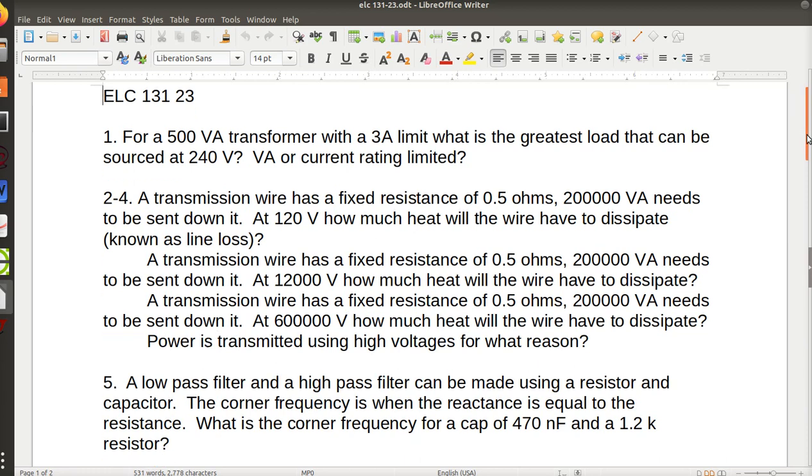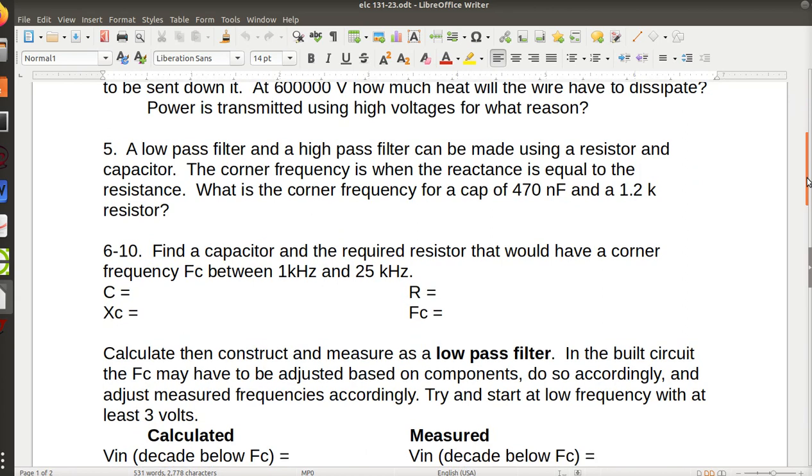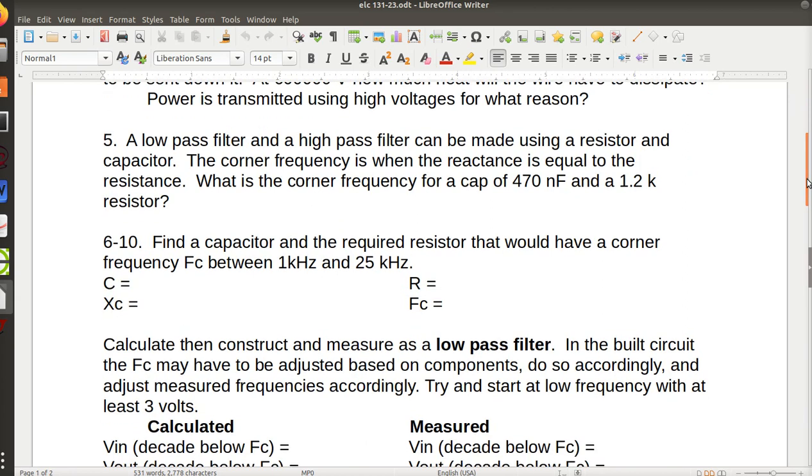And as we wind up the class, we need to talk about low pass filters and high pass filters. A low pass filter and a high pass filter can be made using a resistor and a capacitor. The corner frequency is when the capacitive reactance, or the reactance, is equal to the resistance. So what is the corner frequency for a capacitor of 470 nanofarads, which is 10 to the minus 9, and 1.2 K resistor?